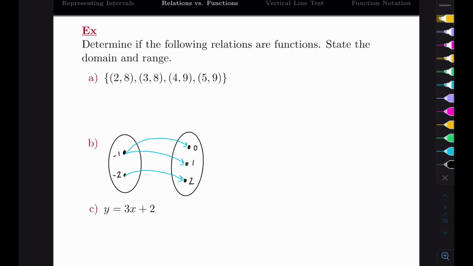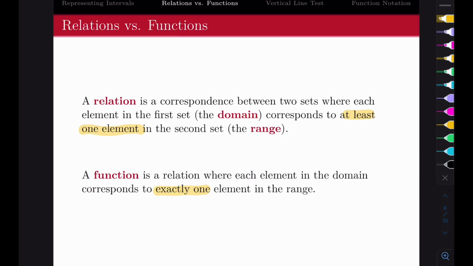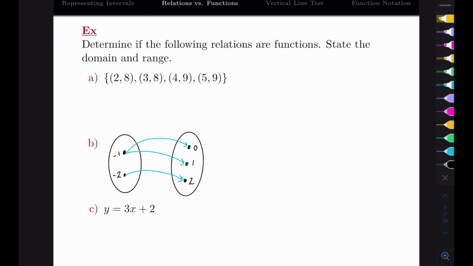Okay? So let's try a couple different options. We're going to be given some kind of connection between our x values and y values, and we want to determine if it is a function. And then regardless for these, we're going to figure out what the domain and range are. So what's the input, what's the output?